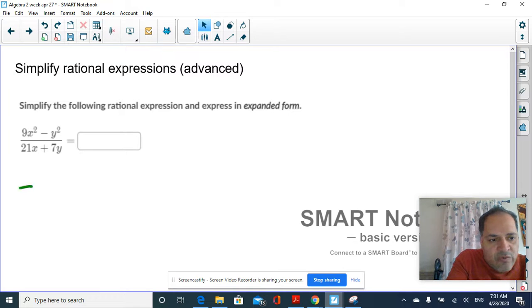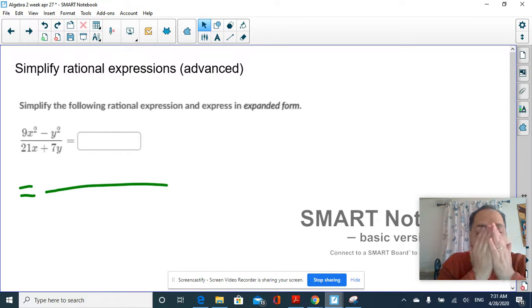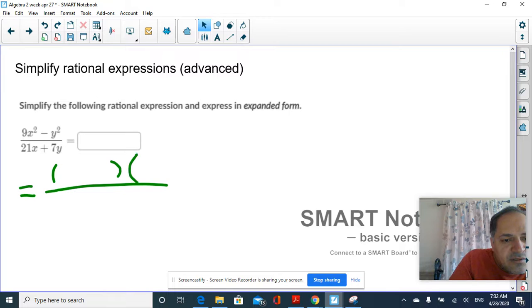If you want to simplify this expression, what do we have to do? We have to factor. What's the factor of the top? We have a difference between two squares. The first one will be 9x squared, yes?